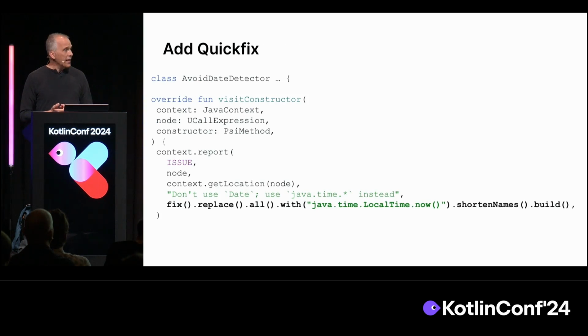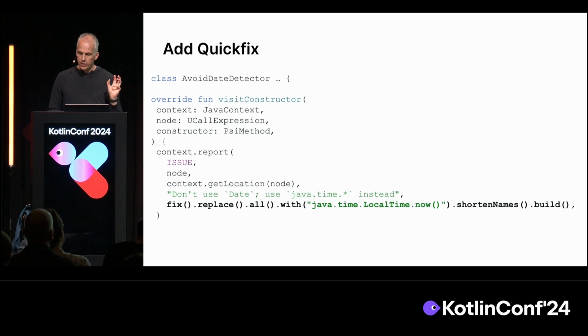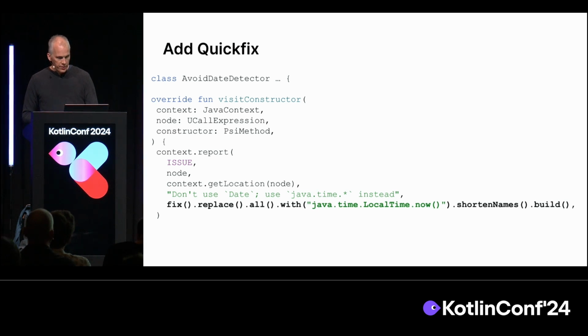All right, so we can add our own quick fix too. We just pass a fix descriptor when we report the issue. So this is another fluent API. We create a fix descriptor, and so for this, we want a string replacement. We're going to replace date with the LocalTime.now method. And notice how we're using fully qualified names here. We don't want to risk that there's already some other local time imported in the class. And we don't want a missing import error after applying the fix either. So we also tell Lint to shorten the names if possible.